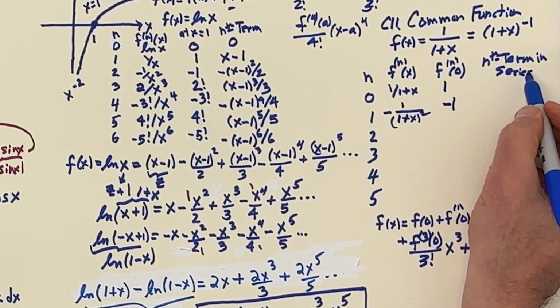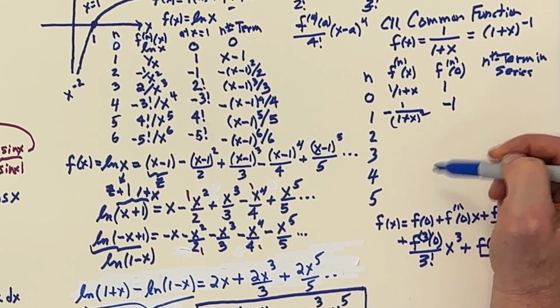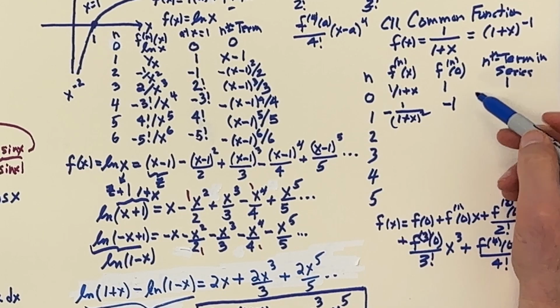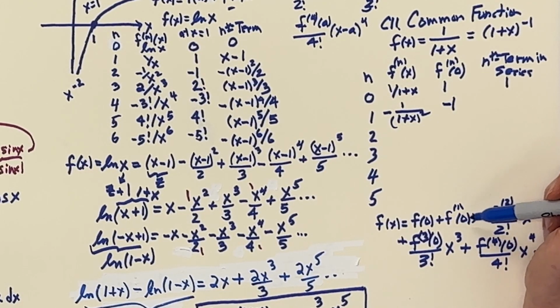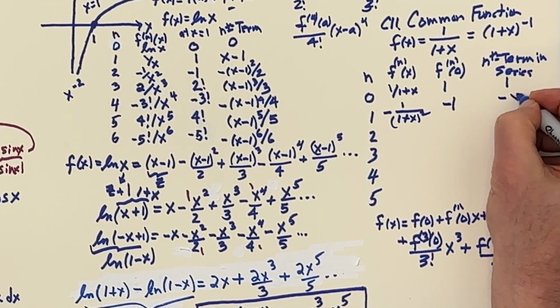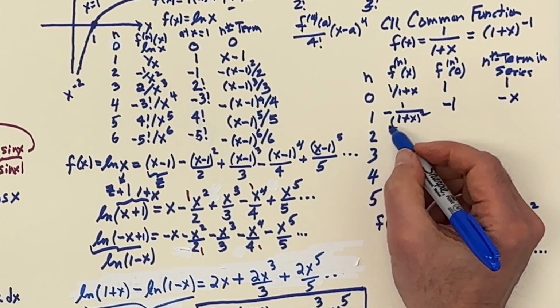Now if we're going to do the term here, the first term is just the f of 0, so that's going to be a 1. The next term is going to be what we have in this column times x. So this will be a minus x. And let's do the next one.